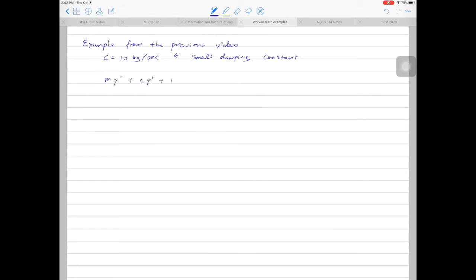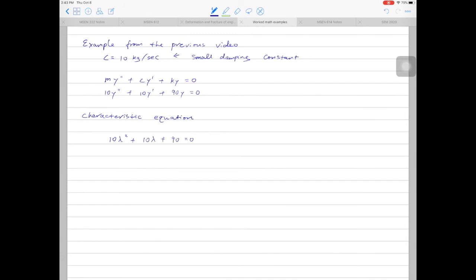Here is the equation that describes the motion, and plugging in the numbers, we'll have 10y double prime plus 10y prime plus 90y equals 0. Again, let's write down the characteristic equation. We have 10 lambda squared plus 10 lambda plus 90 equals 0.